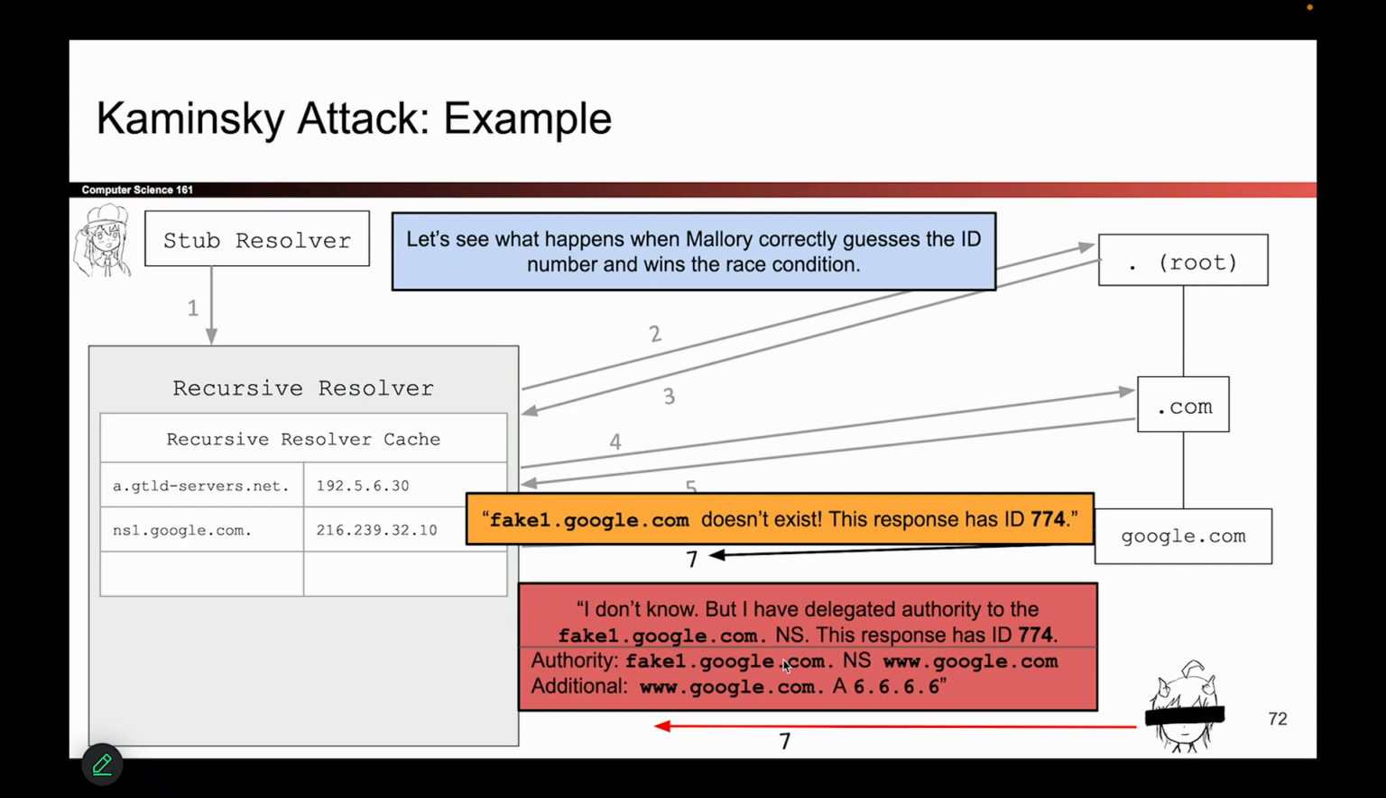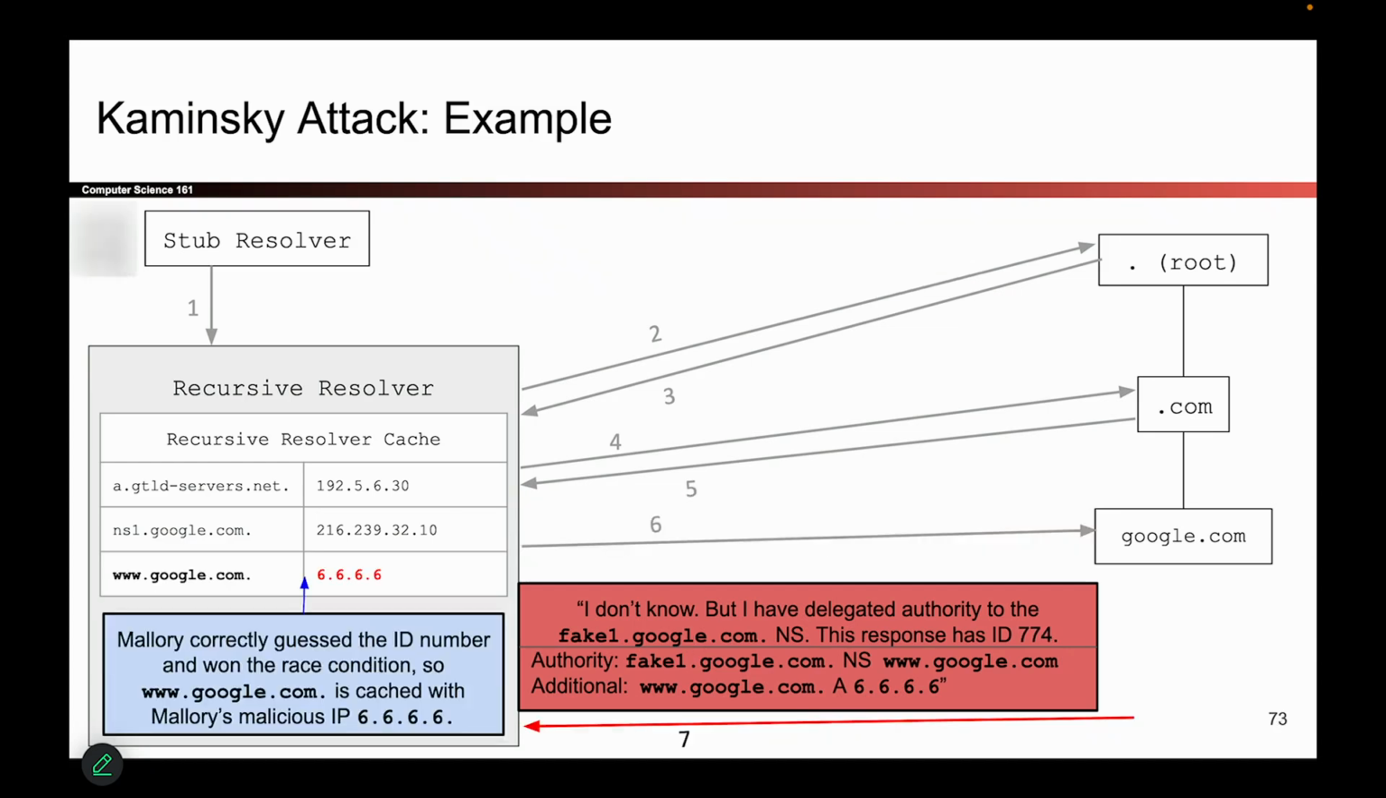So here's the race condition in a picture. This is the legitimate answer that says the thing you asked for doesn't exist. This is the malicious answer that includes that malicious record, and Mallory has to guess that ID number correctly and win the race for this red malicious record to be accepted into the cache. So if she wins, that's great. Then her malicious record shows up in the cache, and it stays there for a week.